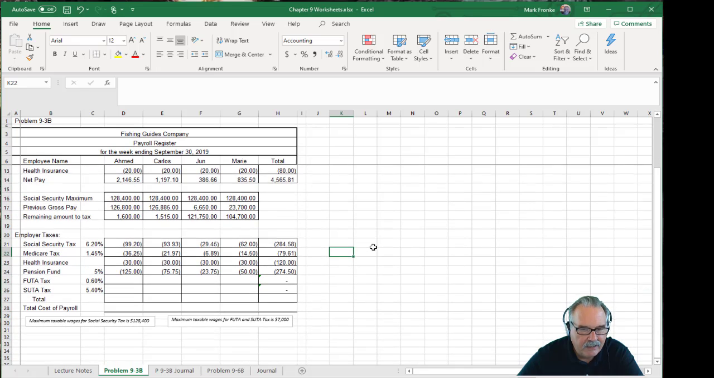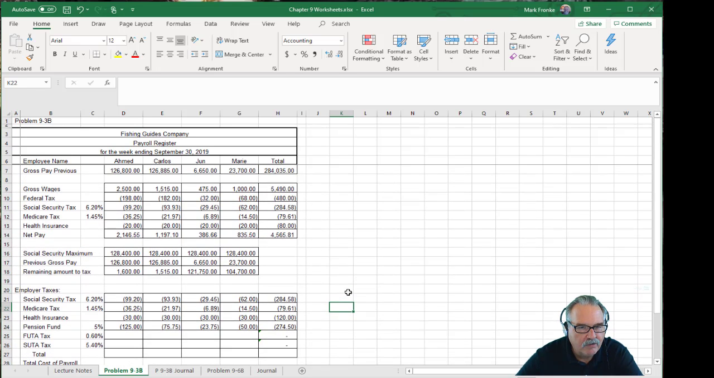that is $7,000. So I've got my little notes down here that says, okay, so for FUTA and SUTA, it's $7,000. Well, if you look at all four of these employees, Ahmed, Carlos, and Marie, they're way over $7,000 so far this year. So we don't have to pay any FUTA or SUTA tax on those employees. But we do have to pay it on June because June is underneath that threshold.